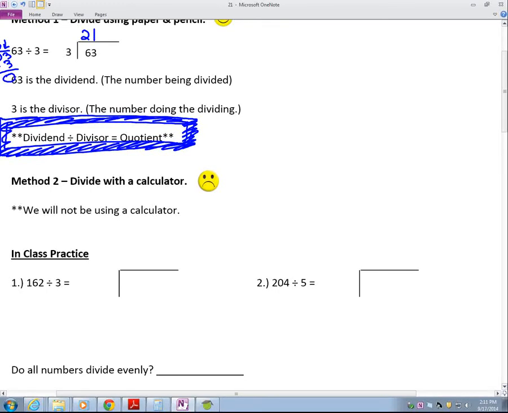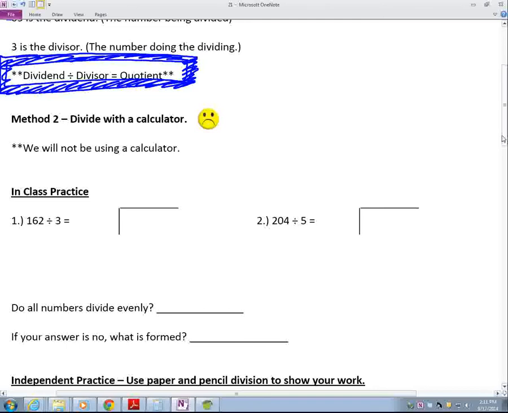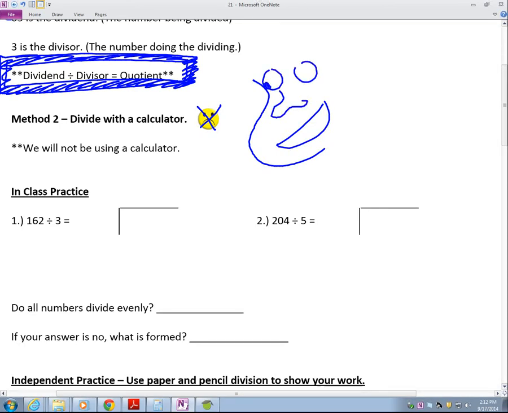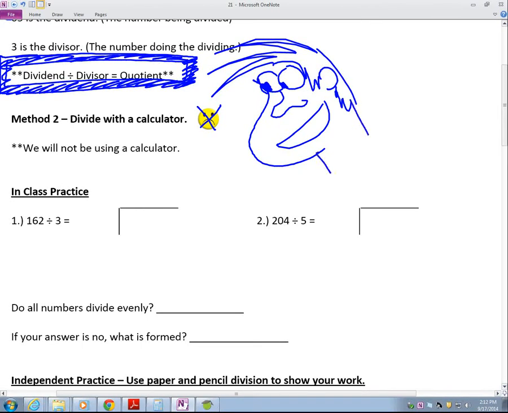Okay, that's enough. I tried to play a trick on you, and it worked. You guys looked so happy for a minute there. No, we're not using a calculator. I know, right? So it says here, we will not be using a calculator. This is a sad face, but I'm just going to make it a smiley face. Why can't it be like a troll face? Can you draw a troll face? Yeah, but not very fast. No one can draw a troll face though.